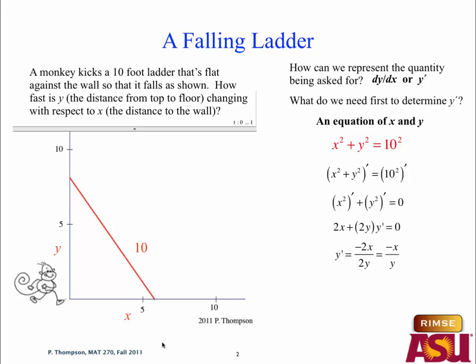Rate of change always deals with two quantities changing together. You can't have rate of change without two quantities changing together. So how fast y is changing, right, for a change in x, or with respect to x changing. Okay, so this is exactly what was being asked for here. How fast the distance from the top to the floor is changing with respect to the distance of the bottom of the ladder to the wall.